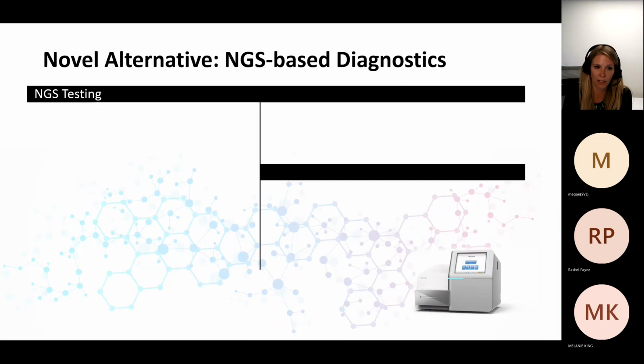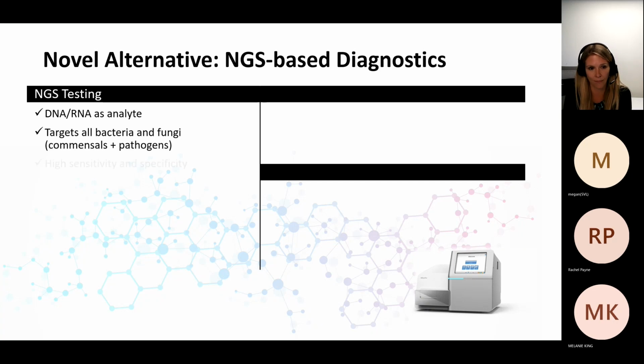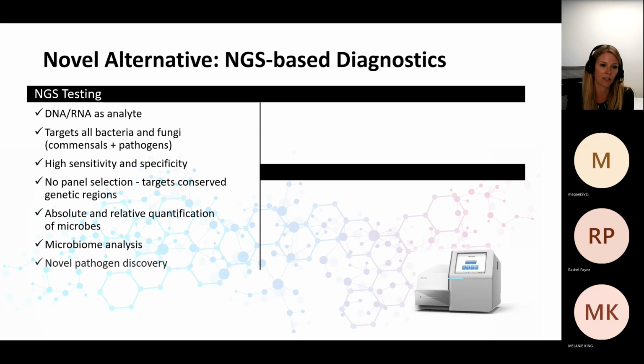There is a novel alternative that combines the benefits of both worlds, and it's called next generation DNA sequencing, or short NGS-based diagnostics. Just like PCR, it uses the DNA or the RNA of those bacteria and fungi as the analyte, but unlike PCR, it targets very broadly all bacteria and fungi. So there's no panel selection needed. PCR usually requires either genus or more often species-specific primers, so only looking very specifically at a very small number of targets. This approach looks very broadly at literally all bacteria and all fungi.